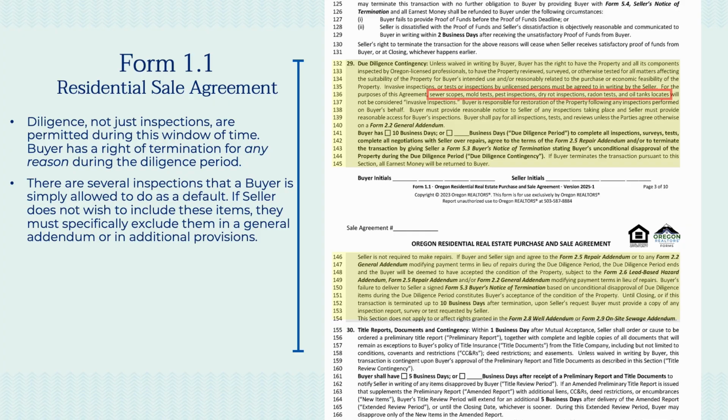In fact, there are several inspections that the buyer is simply allowed to do that would normally be considered invasive, but we as a baseline in the contract say they are allowed. Buyers are allowed to do sewer scopes. They're allowed to do mold inspections, pest inspections, dry rot inspections, radon tests, and oil tank locations. If there is a buried oil tank somewhere on the property, the buyer can do these inspections and they don't need additional seller permission. Now, if the seller doesn't want the buyer to do any of these tests, they can exclude that.